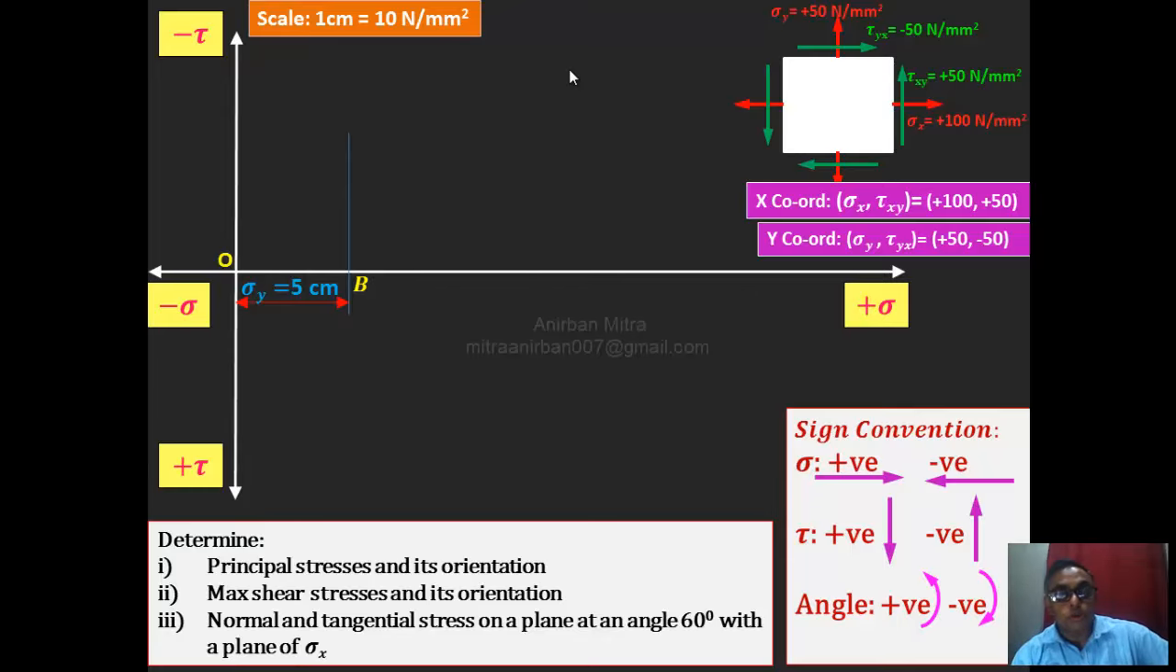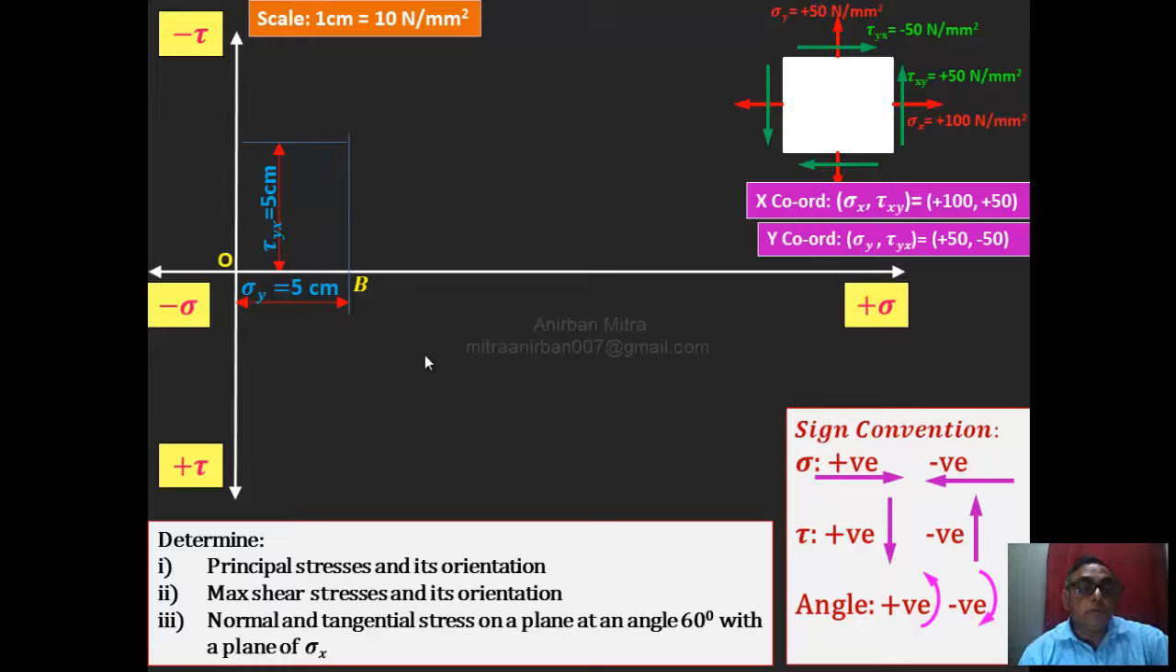So first I want to plot the y coordinate. You can see the y coordinate is sigma y and tau xy, which are plus 50 and minus 50. So I have to mark that plus 50. As my scale is 10 Newton per mm square, 50 divided by 10 will be 5 centimeters. So from O I measure 5 centimeters, that is sigma y.